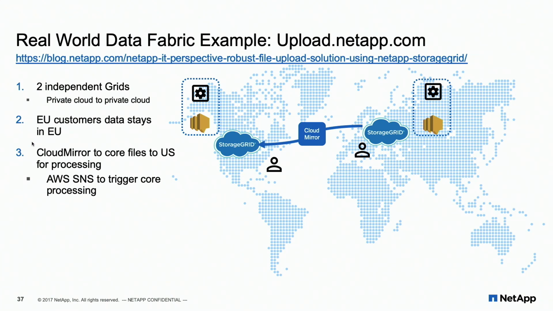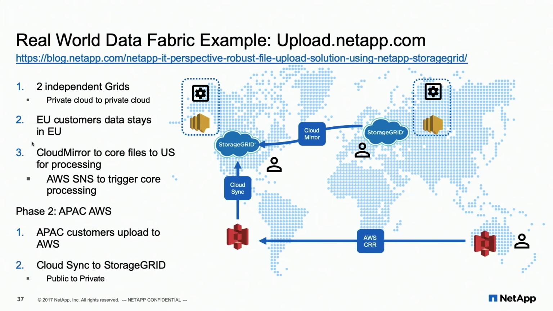So this is effectively 2 private independent StorageGRID instances. So it's this private cloud to private cloud. And then we're using SNS to kick off processing of those core files. So we're kind of using a little bit of everything here. And then the next part is going to be how do we support the rest of the world? So NetApp's got data centers in North America, and we've got that data center in Amsterdam. We don't have any in Asia Pac or Australia or South America.